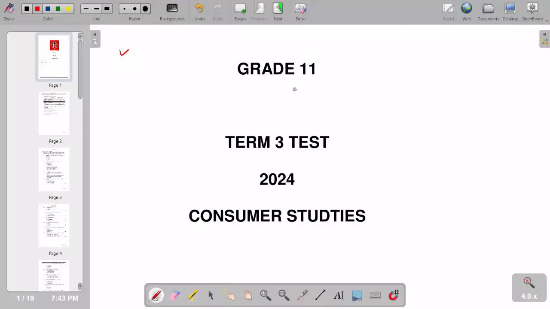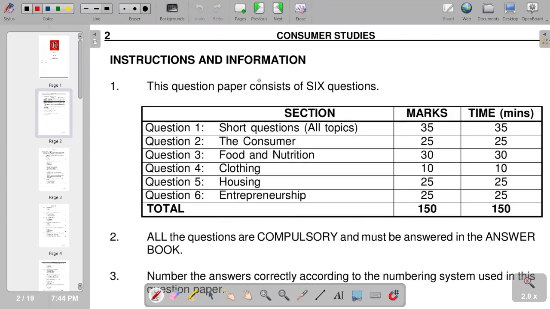In this video, I want to look at term 3 tests, that is the term 3 test of 2024. So we are going to start on the instructions, whereby we are given the structure of the question paper, whereby we have got question 1 on short questions that consist of all topics, 35 marks, and obviously it requires you to spend on average 35 minutes.